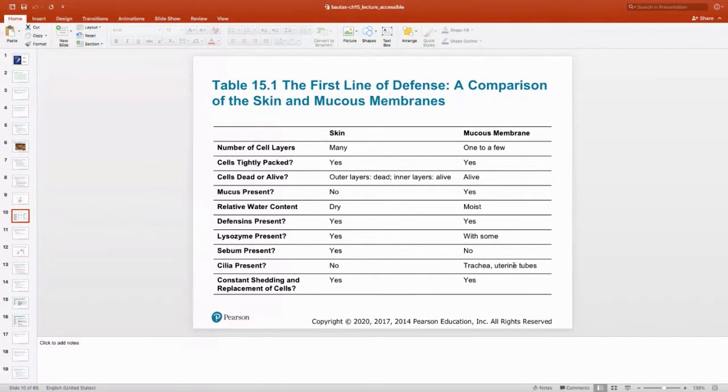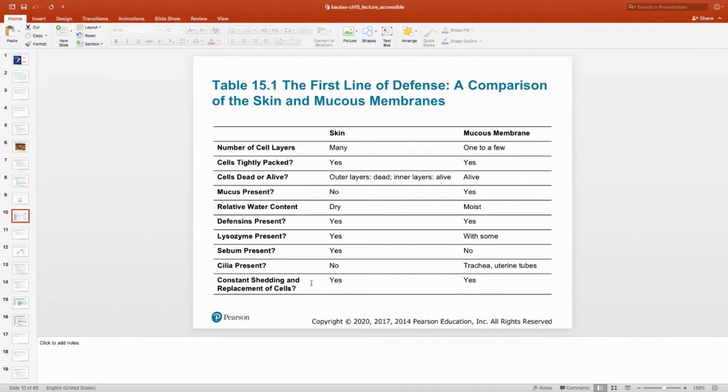The cilia in the uterine tubes beat down, and they are actually very useful for delivering the egg into the uterus. Sometimes they're called the fallopian tubes, and they deliver the eggs from the ovaries to the uterus.